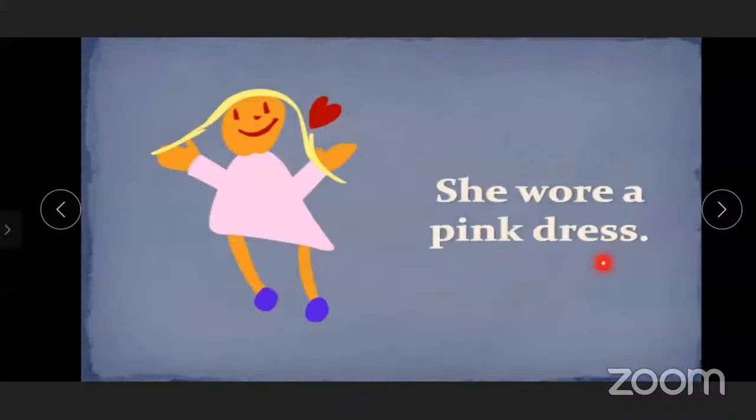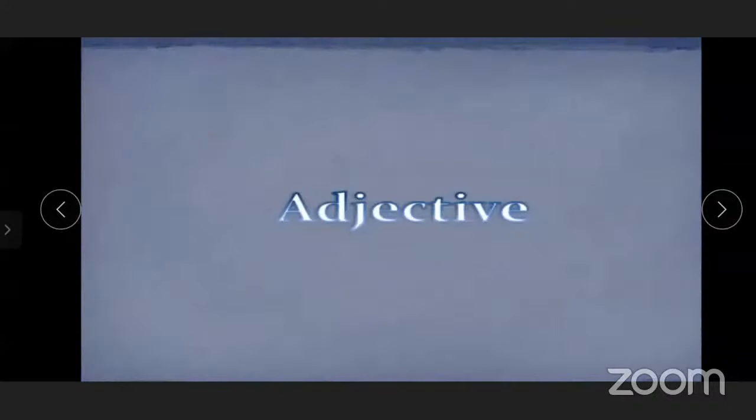And which word in the sentence tells us more about the noun? Which word describes dress? How is the dress? Pink. Very good. So what do we call the word which describes the noun? We call that an adjective. So today's topic is adjective.